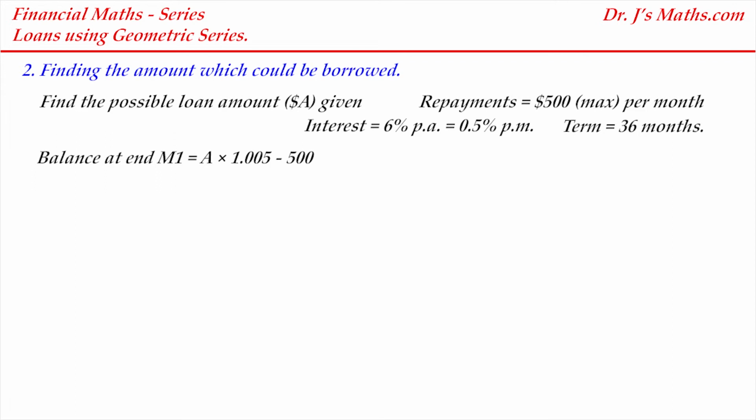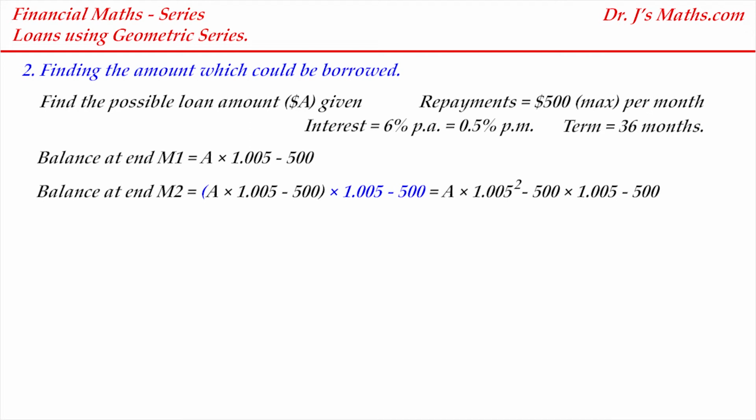of $500. At the end of month 2, she has all of that still owing, A times 1.005 minus 500, to which we add some more interest, so multiply by 1.005, and then subtract the repayment. If we expand all that, like we did before, then it's A times 1.005 times 1.005, which is A times 1.005 squared. We've got a minus 500 times 1.005 and then a minus 500. So that's good. We now can see what's happening.